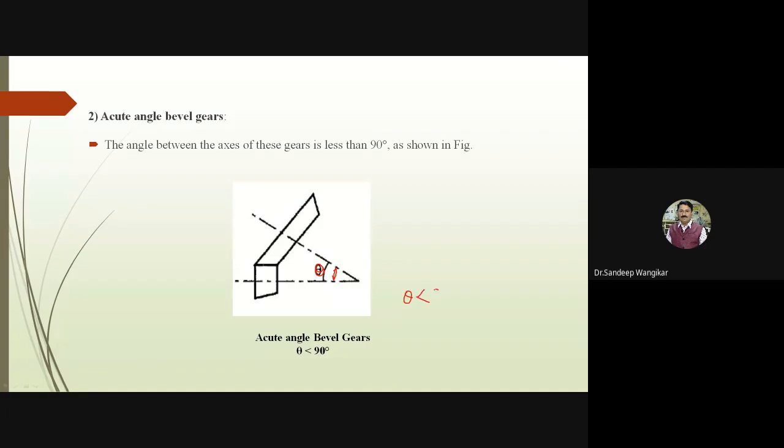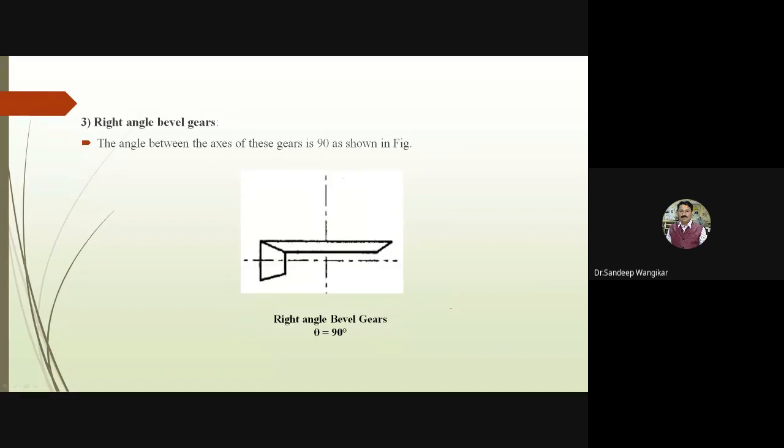Then such a bevel gear pair is called an acute angle bevel gear. Very simple. Acute angle bevel gear. Then right angle bevel gears. I have already given you the idea of acute angle, right angle, and obtuse angle.